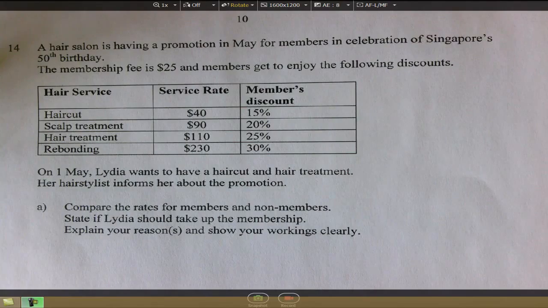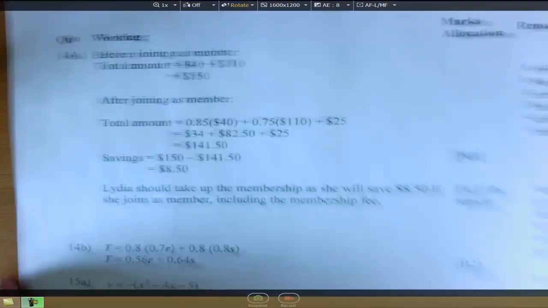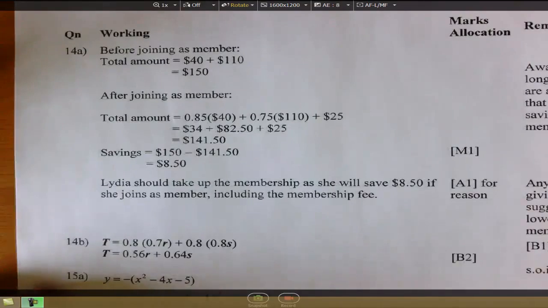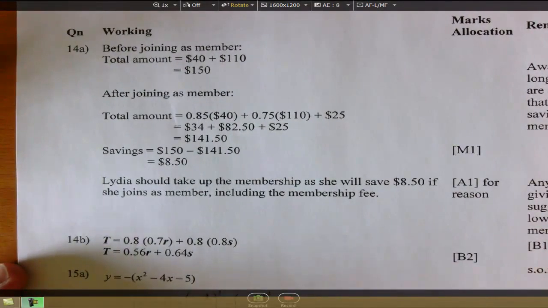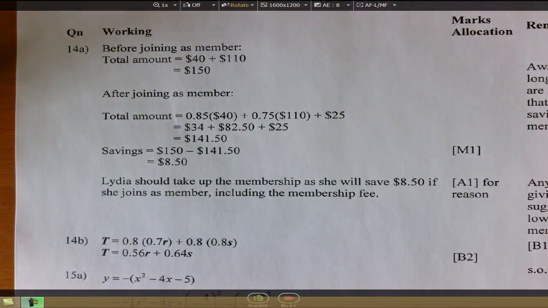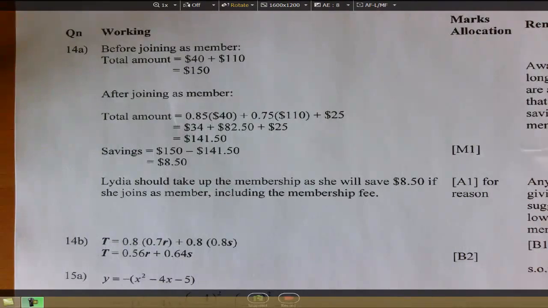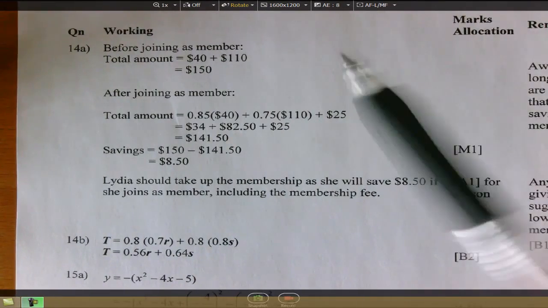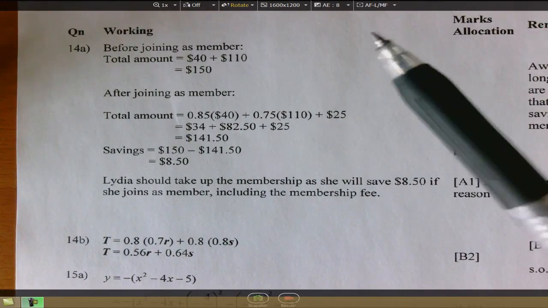The membership fee is $25. So let's look at the working. Before joining as a member, the total amount is $150 because you are taking up the haircut and hair treatment. So that is 40 plus 110, which is $150. If you want to join as a member, first you must pay the $25 membership fee, but don't forget you get the members' discount for the haircut.